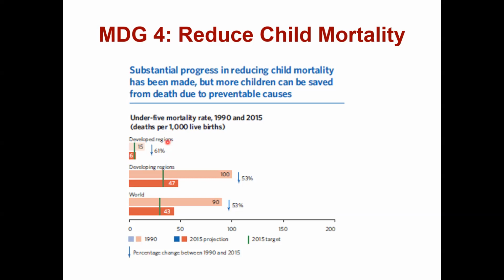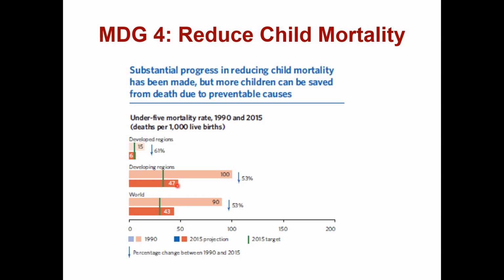In developing regions, it went down from 100. It used to be 100 deaths per 1,000 live births in 1990. Now it's down to 47. So it didn't quite make the target. Still a substantial decrease. But if we compare it to the developed world, there's still a massive difference. And this is 47 deaths out of every 1,000. So that's about 1 in 20 births or deaths per live birth.